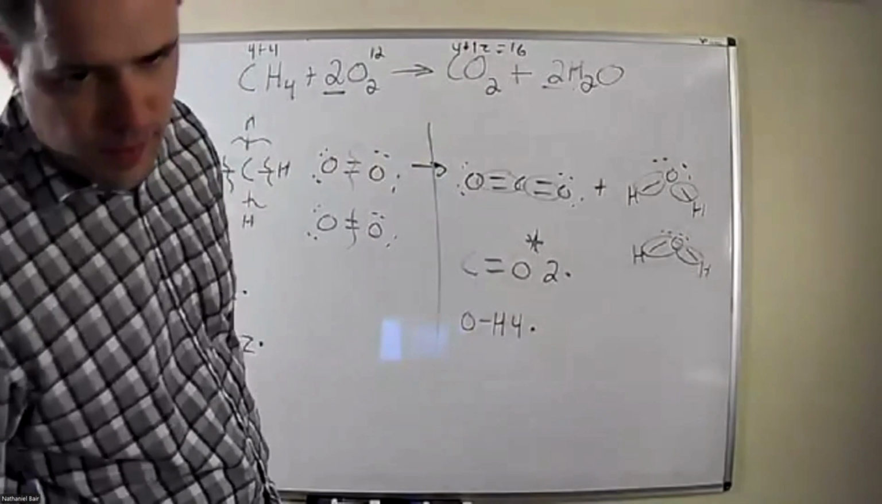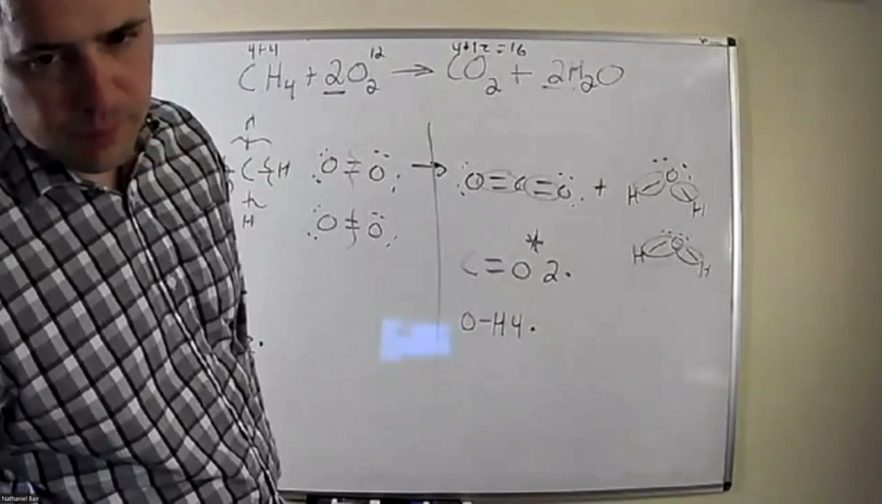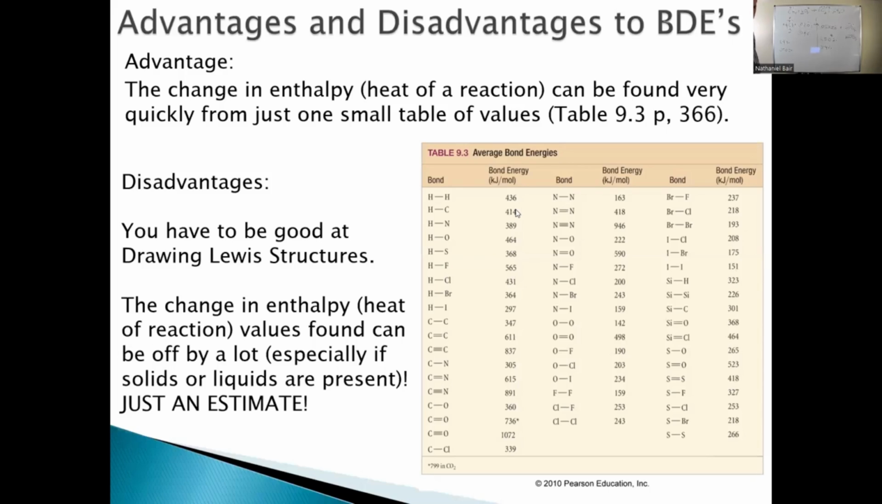Cool. Let's go to the table. The C to H single bonds are going to cost us 414. The O to O double bonds are going to cost us, where are those beasts? They're going to cost us 498. C to O double bond. Take a look. If you look at the C to O double bond, it says 736, but it's got an asterisk. And if you go down here, 799 in CO2.